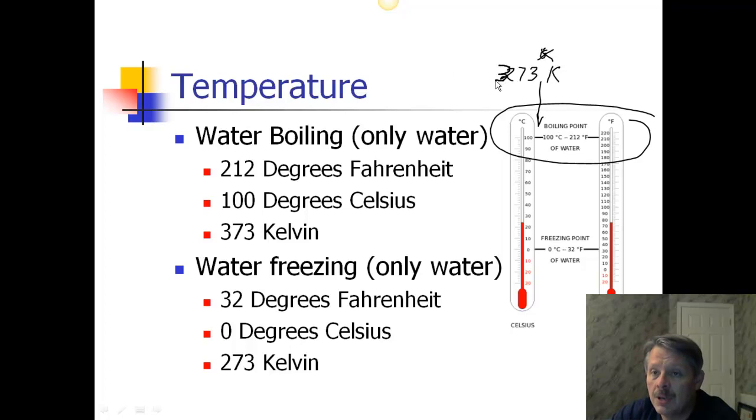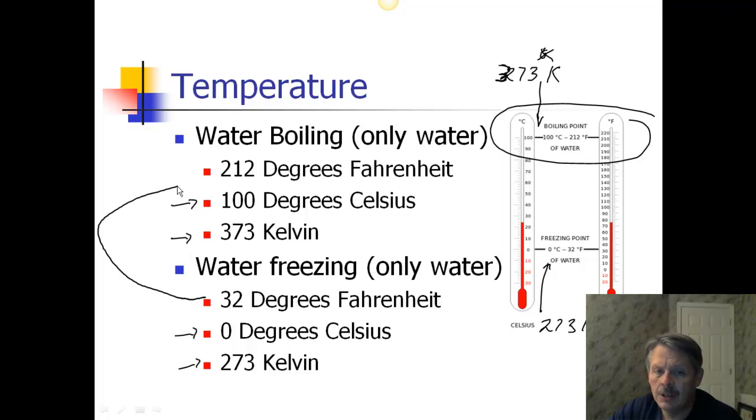That is 373. The freezing point of water is 273 Kelvin. So I made a mistake. Boiling point is 373, freezing point is 273 Kelvin. So clearly there is a direct relationship between these. Look at them. The Celsius went up from 0 to 100, and my Kelvin went from 273 to 373. So they both went up by 100. That's clearly not true in Fahrenheit, where the difference is 180 degrees. So that kind of doesn't make sense. But the other two go along hand in hand.